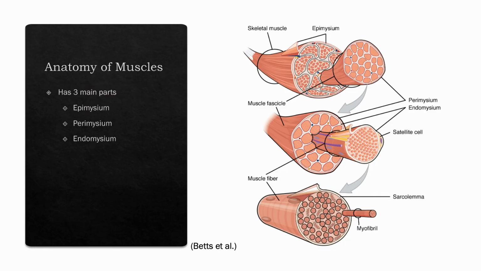So starting with the anatomy of the muscles, it's made of three main parts essentially, starting with the epimysium around here, and then the muscle fascicles, which includes the perimysium. And each muscle fiber is then surrounded by the endomysium around the entire thing.